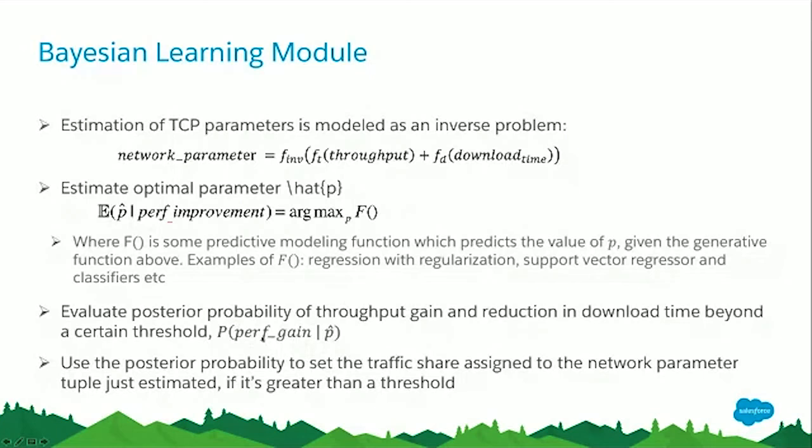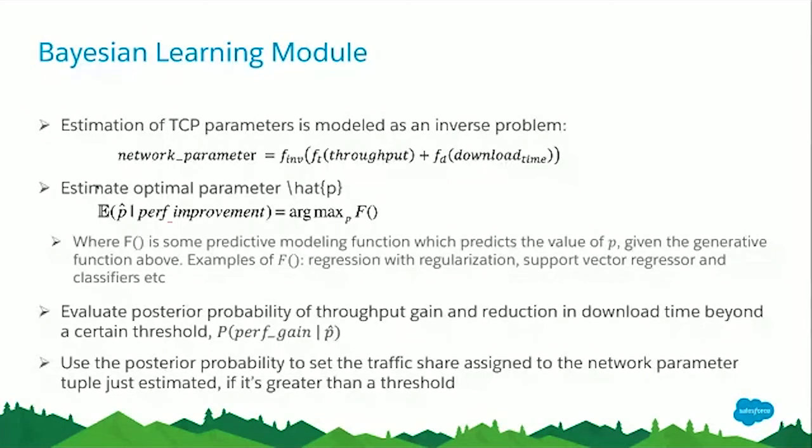So first we identify a probability of the best network parameter given that we want a performance gain, and then we calculate the probability of a performance gain given this optimized network parameter. And then we check the posteriori probability and put a threshold on it. Supposing this is less than a certain value, we don't use this particular generated parameter for our future downloads. So we just skip to the next iteration. And if it's greater than a certain value, say 60% or something, we have good confidence in the value, then we set our traffic share proportional to this. This is our Bayesian learning module.